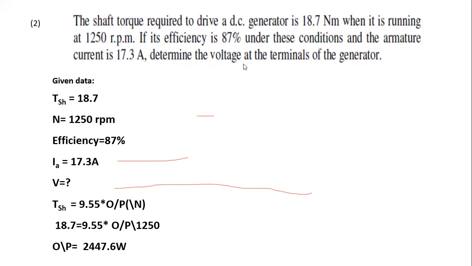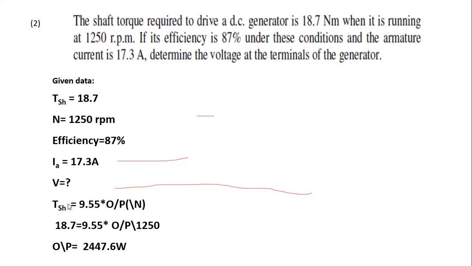Next, determine the voltage at the terminal, that is V. Understand? In the question we are given the Tsh, that is the shaft torque, equal to 18.7 Newton meters, and speed equal to 1250 RPM. Efficiency is equal to 87% and armature current is 17.3 amperes, and then we determine the voltage V.